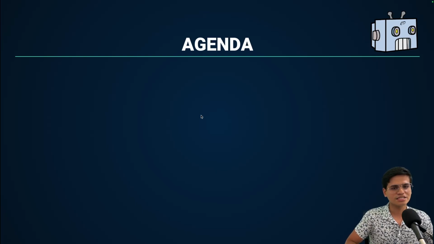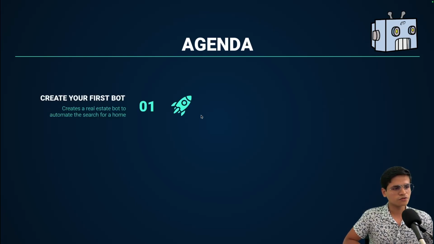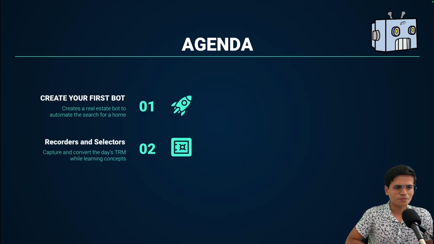Okay, this is the agenda for our course. First of all, we are going to create your first robot. This is important because we are going to create a real estate bot to automate the search for a home. This is pretty interesting. And you don't need any kind of knowledge in RPA in order to do this robot. So let's do it.